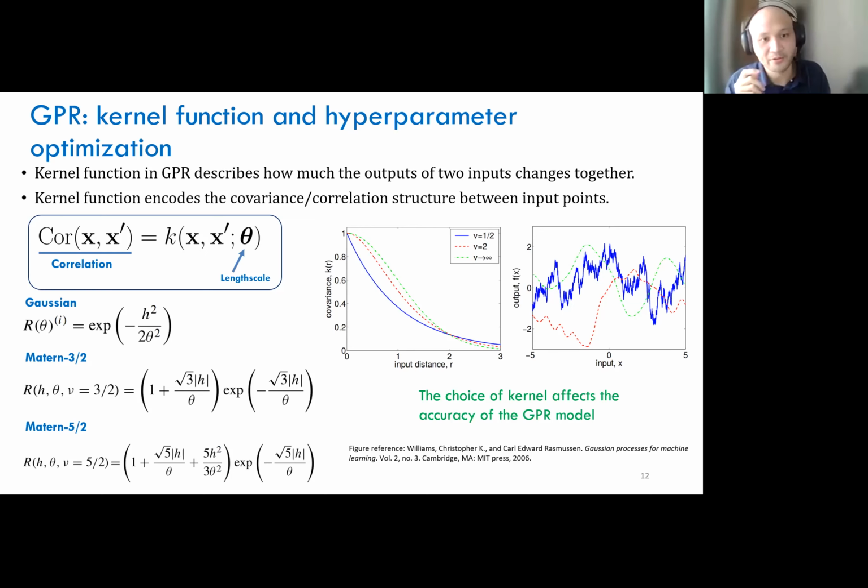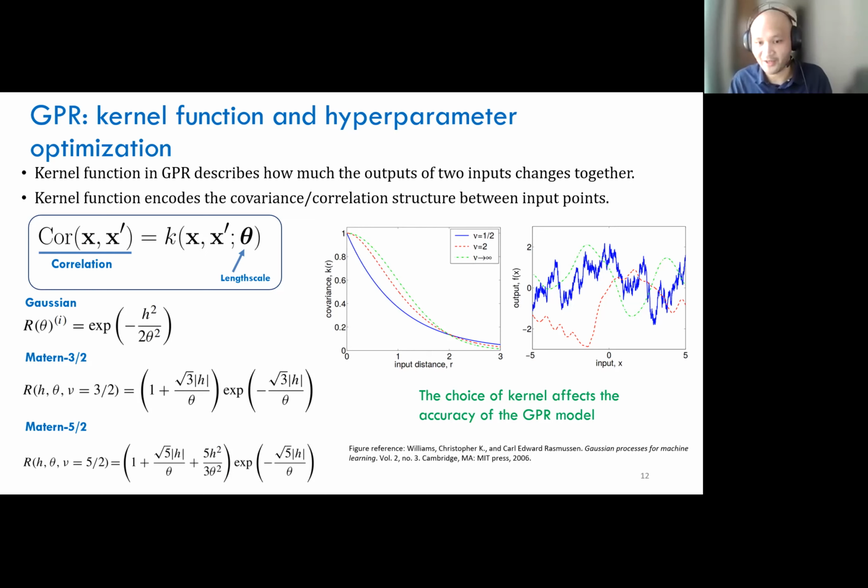There are many types of correlation or kernel functions, but I believe the most popular ones are either Gaussian, Matern 3/2, or Matern 5/2. As you can see, the formulations are different and all of them are functions of the length scale. This is one hyperparameter that you need to tune to create a good GPR model. So first you need to pick your kernel function. The second one, you need to optimize your length scale.